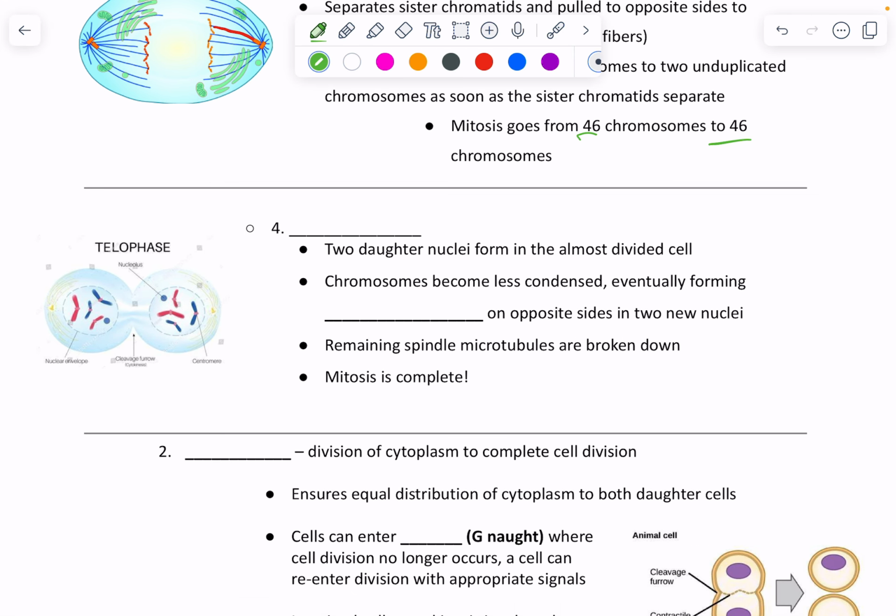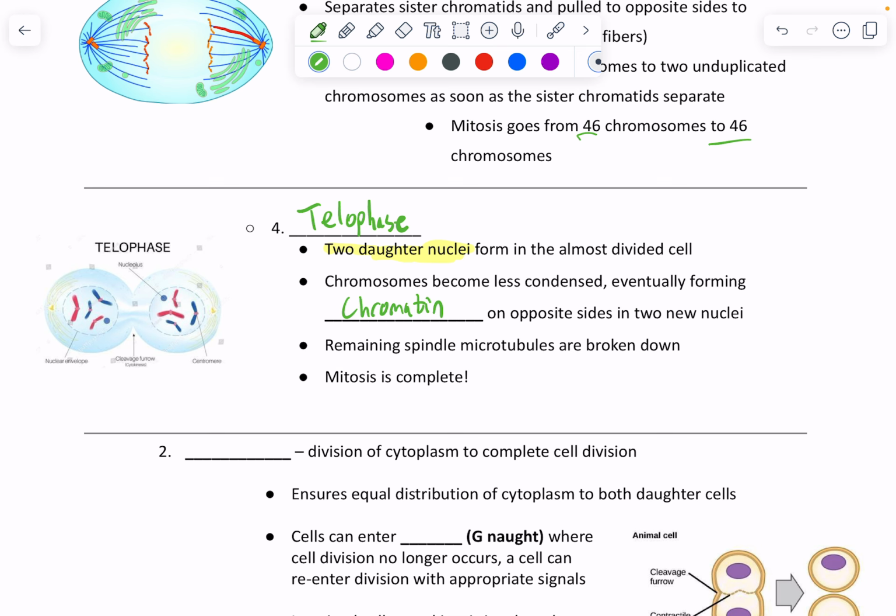But our chromosomes have moved to opposite sides of the cell. We now get to telophase, which is basically going to undo the steps of prophase because our chromosomes have moved to opposite sides. We now need to form two daughter nuclei. So that's a key thing that happened to distinguish it from telophase. In the almost divided cell, chromosomes become less condensed, eventually forming chromatin, right? So hopefully that's sounding a little more familiar.